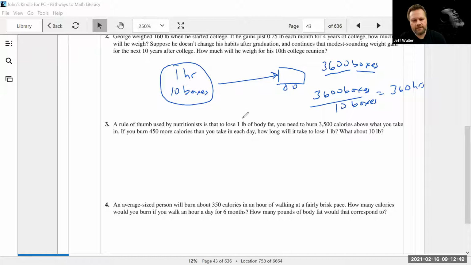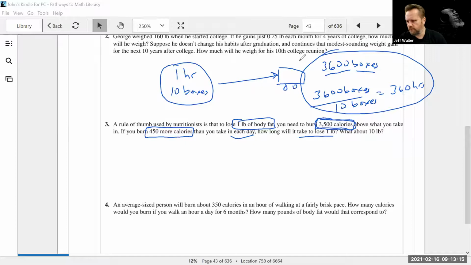it's 1 pound of body fat. You have to burn this many calories, right? If you burn 450 calories each day, how long will it take to lose a pound? How long will it take to burn 3,500 calories? It's exactly the same problem as this. You do the exact same math.